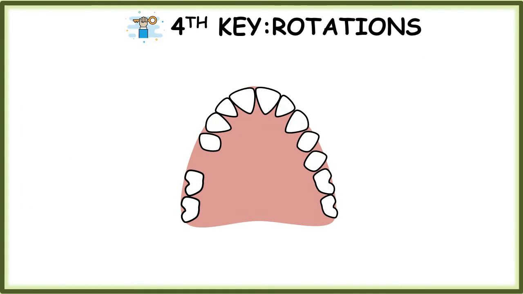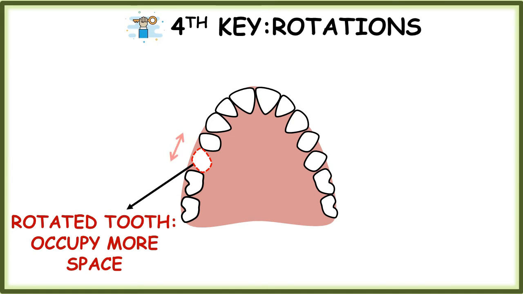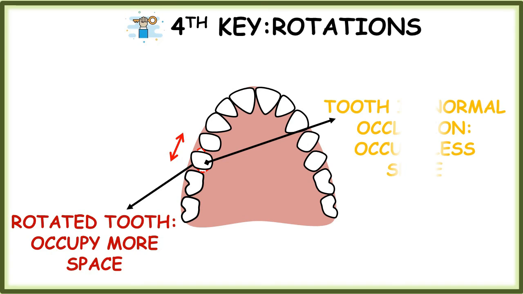Let's understand. Suppose this is a rotated premolar. The rotated tooth occupies more space, as you can see in figure. And this is a tooth in normal occlusion, occupying less space, as you can see the difference in rotated and the tooth in normal occlusion.